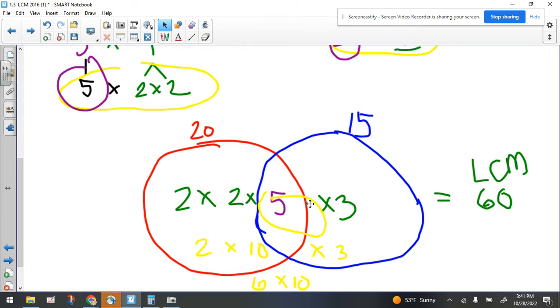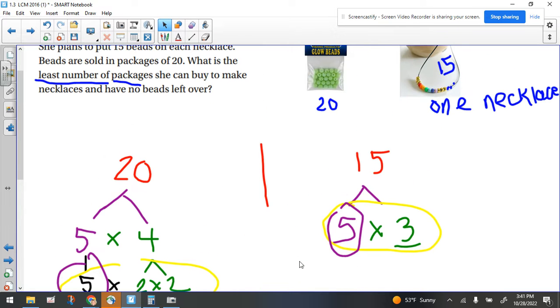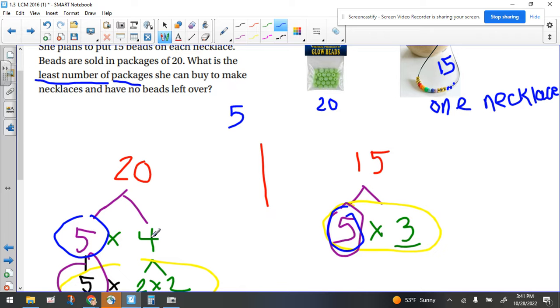Another thing you may have discovered in class is that if you know the GCF, which is 5, let me circle that, and you know what your other factors are that you would multiply with the GCF to get each number, in this case 4 and in this case 3, then the product of these two green numbers would be 12. What would you have to do with the 12 and the 5 to get the answer, which, by the way, we know is 60?